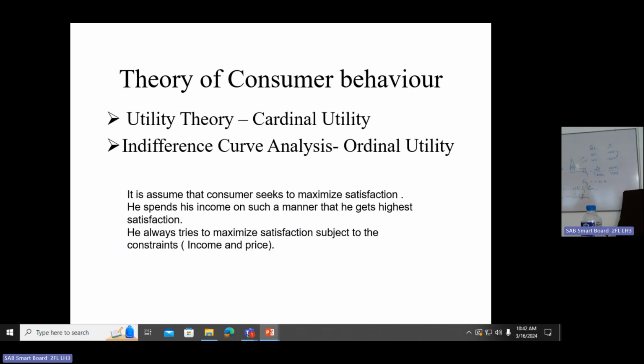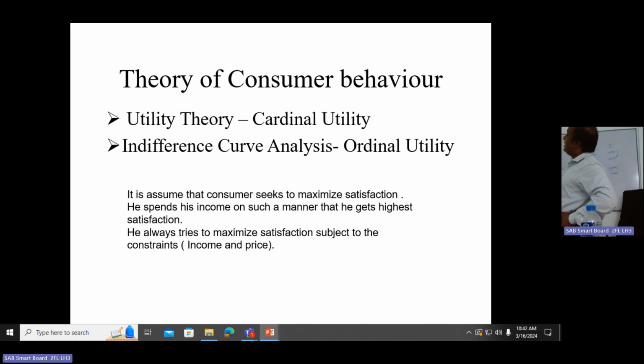You agree, right? Always the consumer seeks to maximize satisfaction. When we reach the maximum point of satisfaction, we identify that as the consumer equilibrium. Here we also talk about the equilibrium: at which point the consumer comes to equilibrium. That is the point where the consumer maximizes utility. We assume the consumer always seeks to maximize satisfaction, so when he reaches the maximum satisfaction, the consumer is in an equilibrium situation.